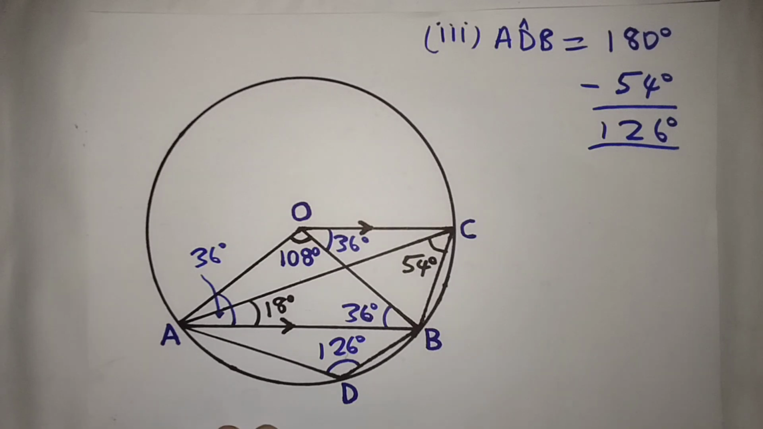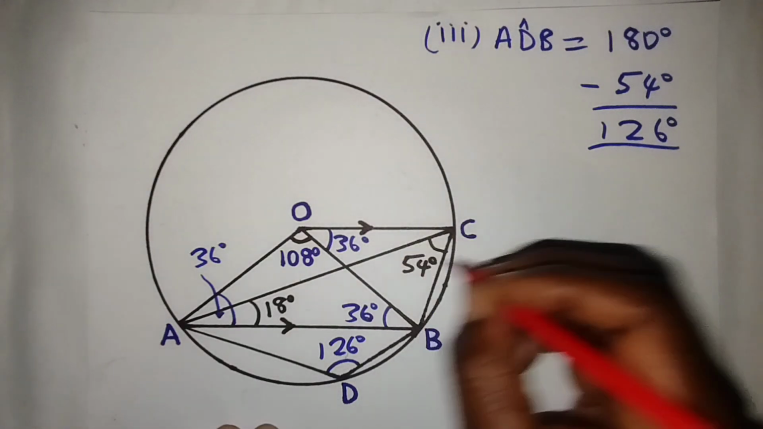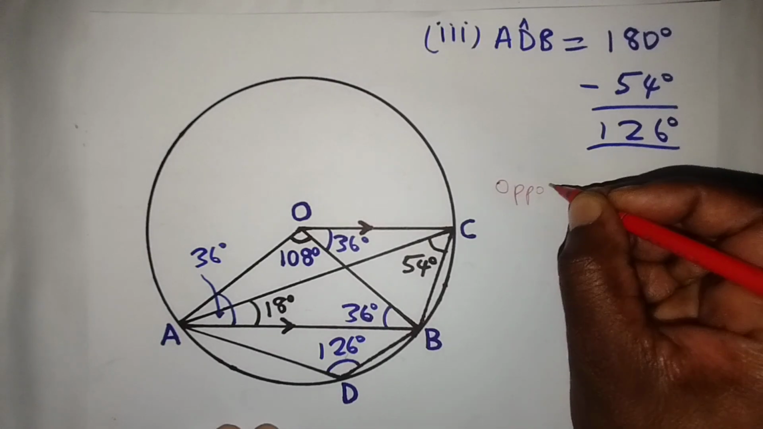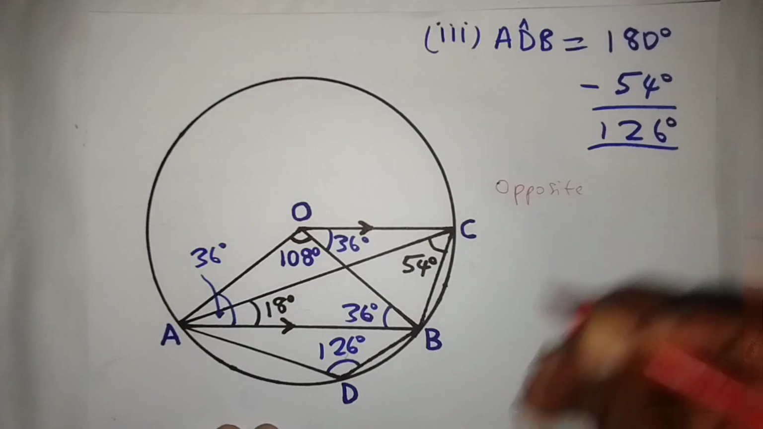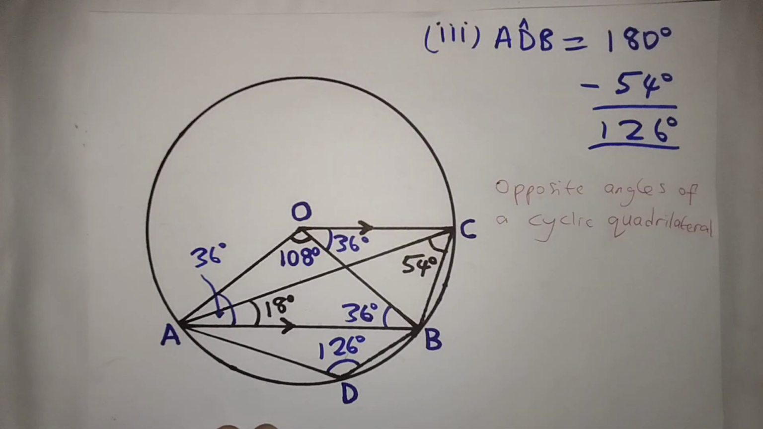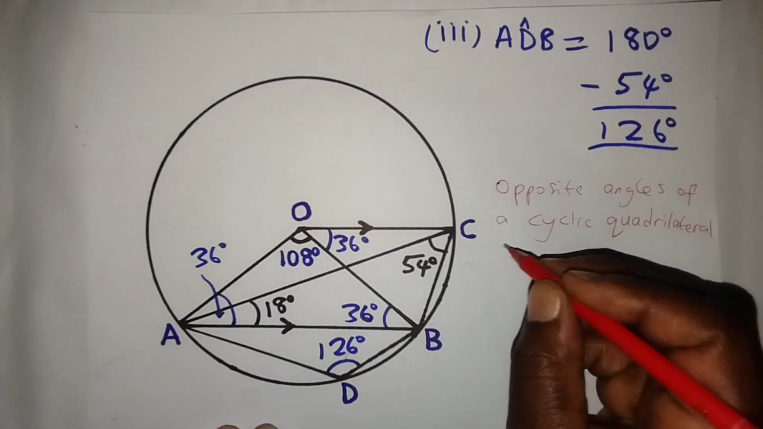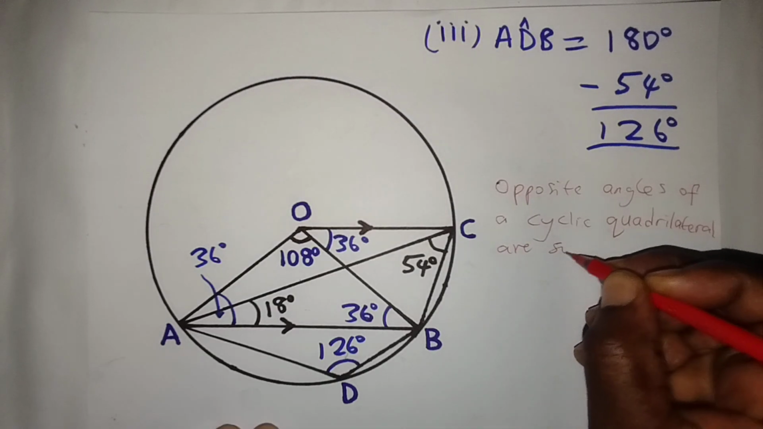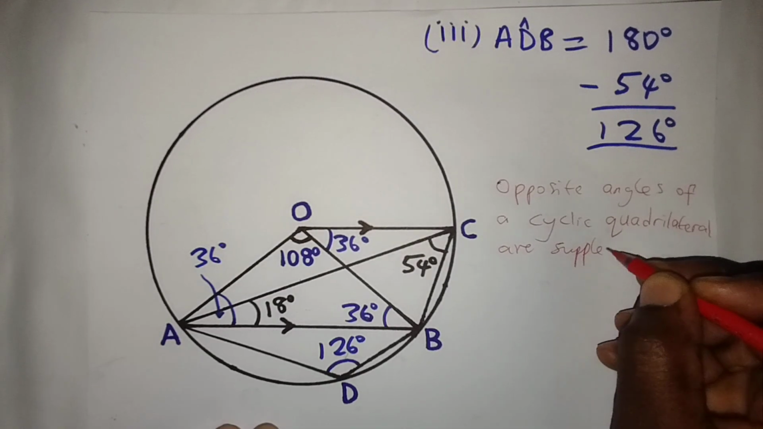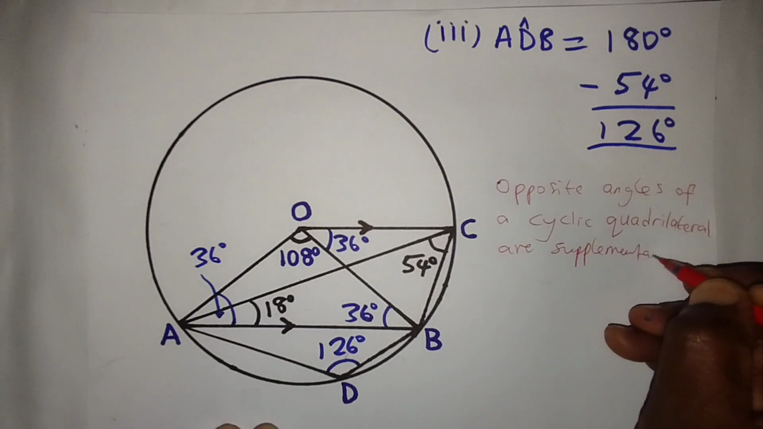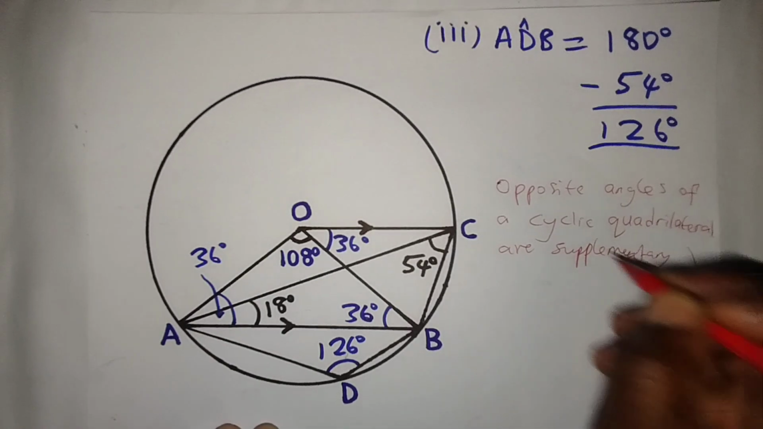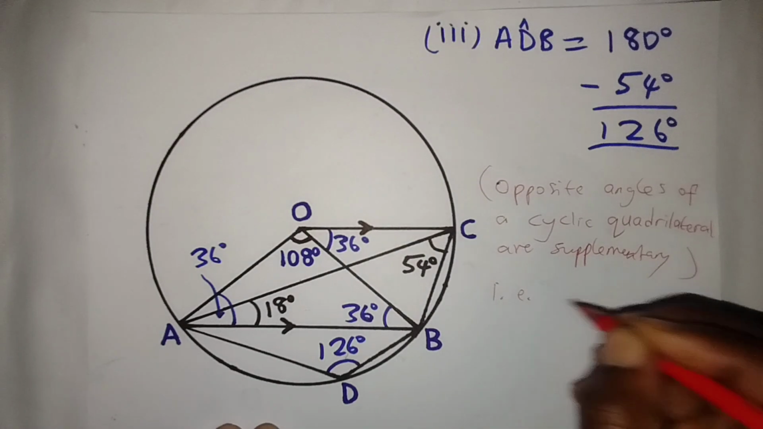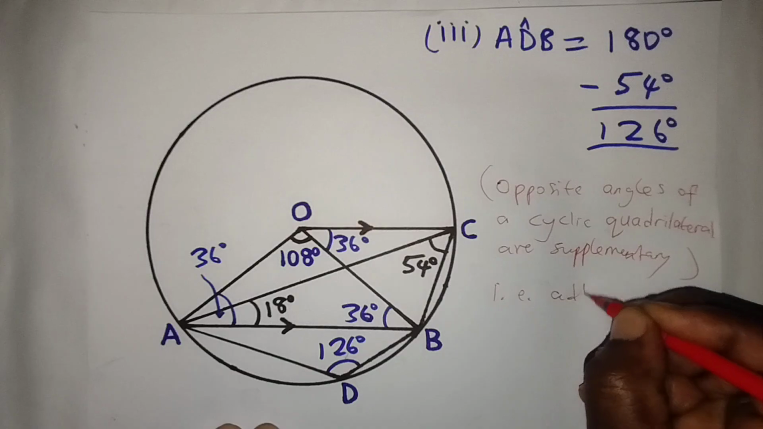Let me write the theorem which I used here. Opposite angles of a cyclic quadrilateral are supplementary. So it simply means that the opposite angles add up to 180 degrees.